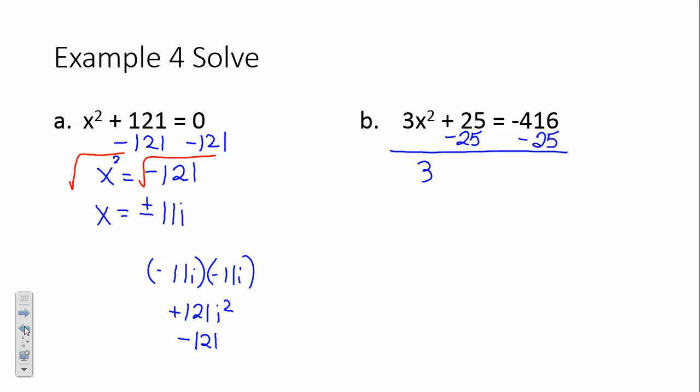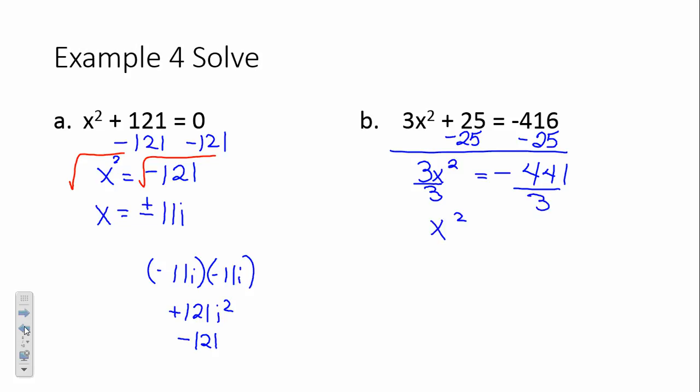So we get a 3x squared. And both of them are negative, so we're adding them up and giving them the negative sign. And what's 416 and 25? Everybody agree with 441? Okay. Now what's our next step? Divide by 3. We want to get the x squared all by itself. Can't have a 3 there.